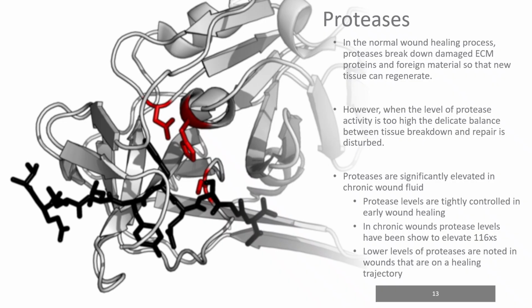Proteases are significantly elevated in chronic wound fluid. Protease levels are tightly controlled in early wound healing. In chronic wounds, protease levels have been shown to elevate as much as 116 times. Lower levels of proteases are noted in wounds that are on a healing trajectory.